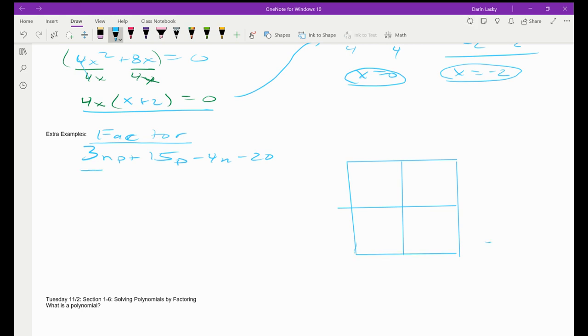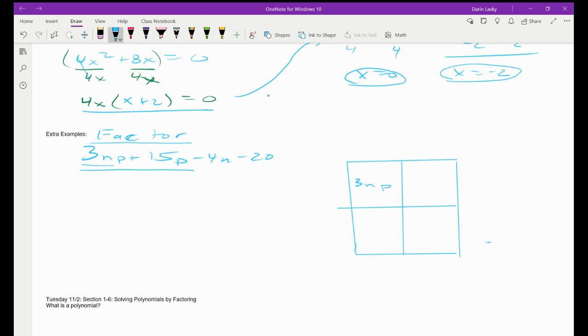And then I'm going to take the first two terms right here. I'm going to put on top 3NP and 15P. Oh, wait a sec. My brain's not working. I'm going to take the first term, 3NP.